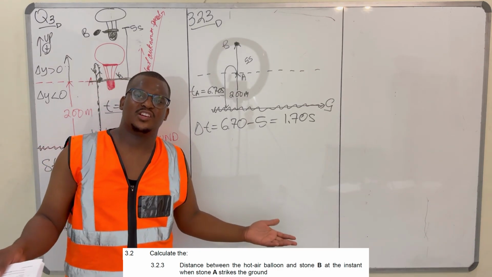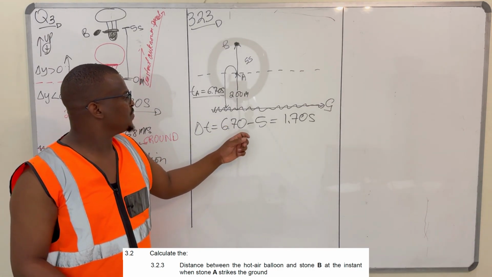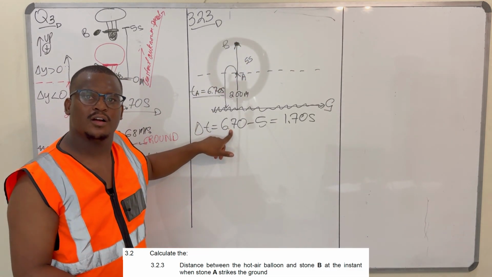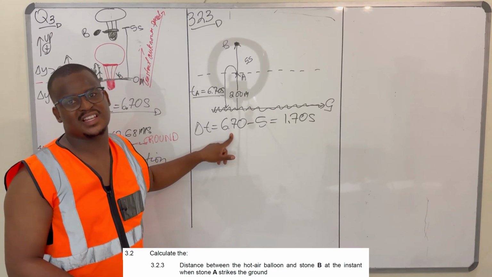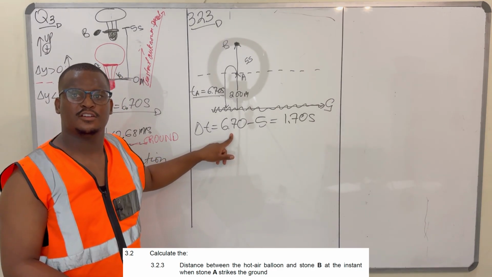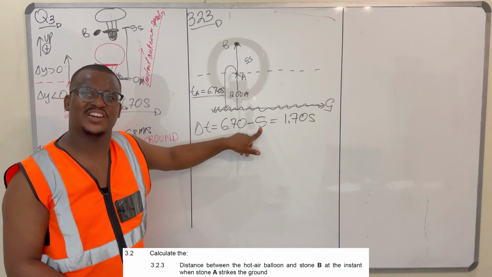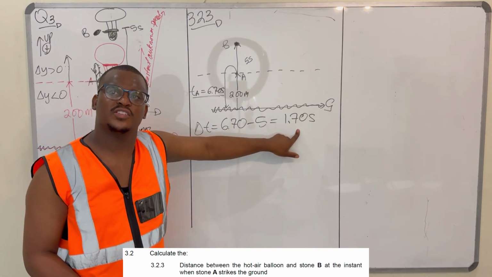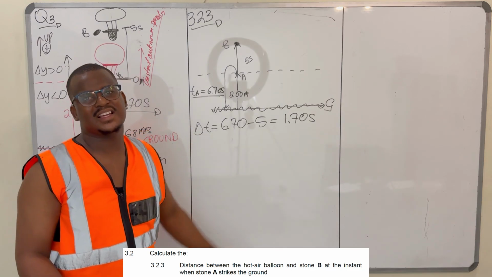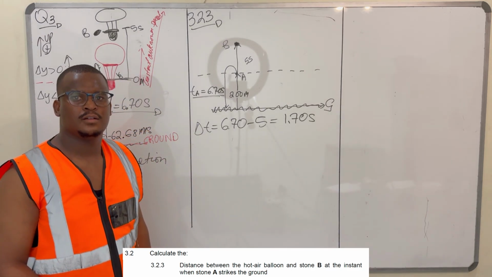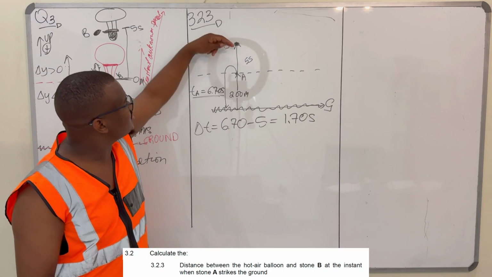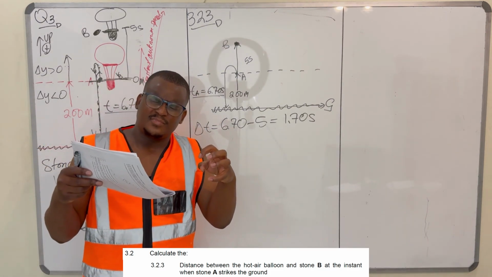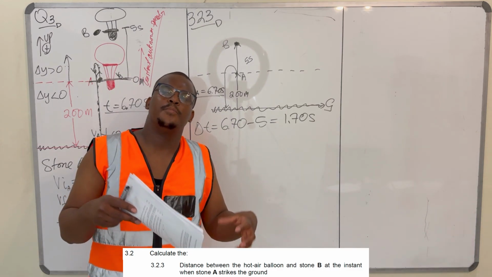with 1.70 seconds, because if you remove that 5 seconds of going up, this one is traveling that 5 seconds from that 6.70 seconds. So when this one is finally released 5 seconds later, the ball is only left with 1.70 seconds. That's what this thing is saying. When this one is released, stone A is left with 1.70 seconds before it hits the ground.